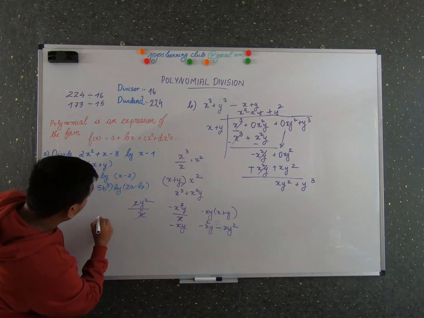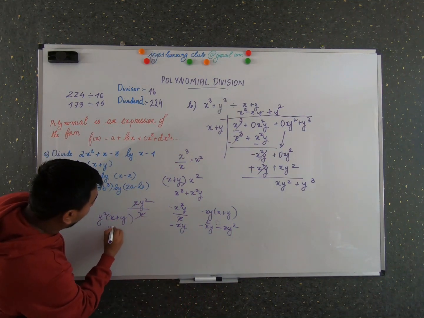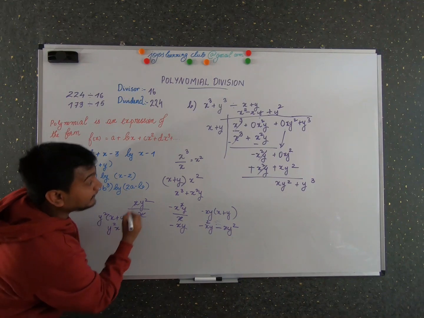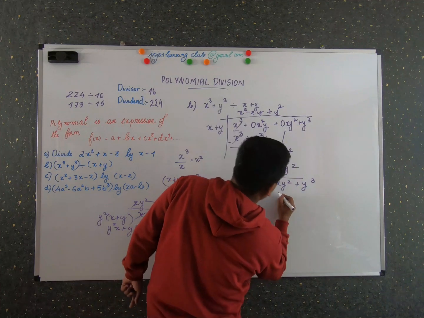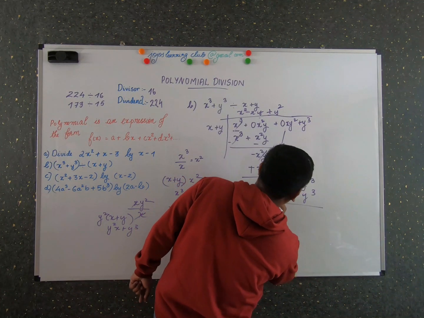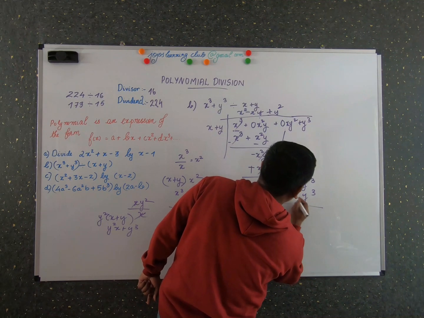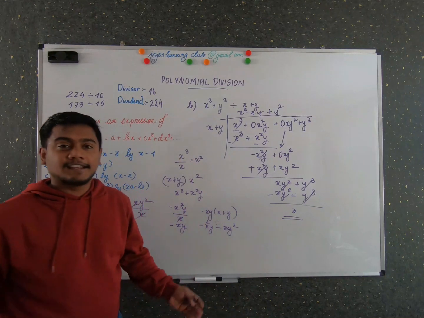So now multiply this y square with x plus y. What would it be? Y square into x plus y cube, right? Y square into x, which is the same as xy square. So I'm writing it over here plus y cube, and now you have to subtract it. So minus, again here also minus, so it gets cancelled, and your remainder is 0.